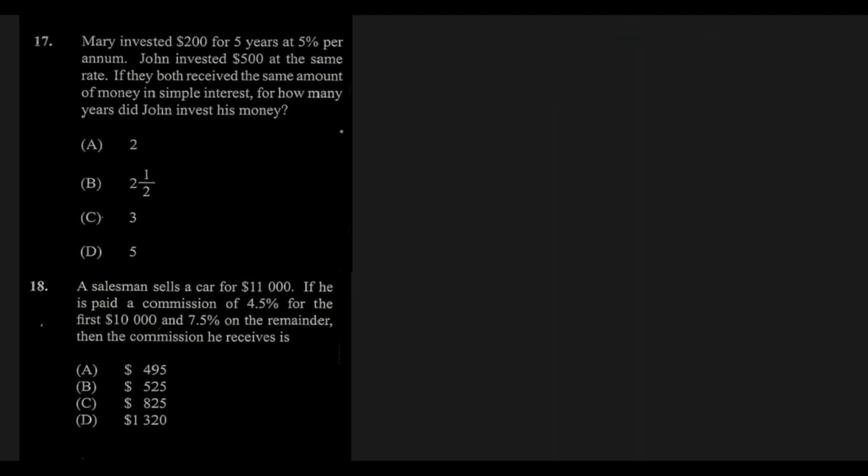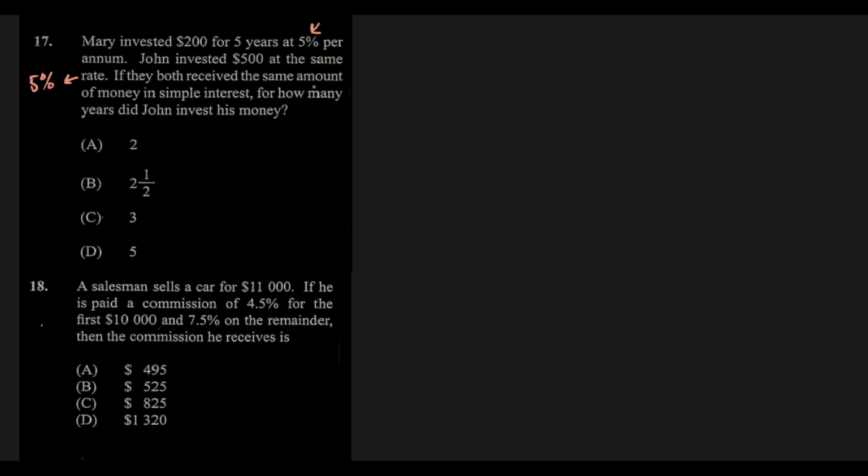This question says that Mary invested $200 for 5 years at 5% per annum. Now, John invested $500 at the same rate. What is the same rate? The rate is talking about percentage, so this is the 5%. John's rate would be 5% per annum.